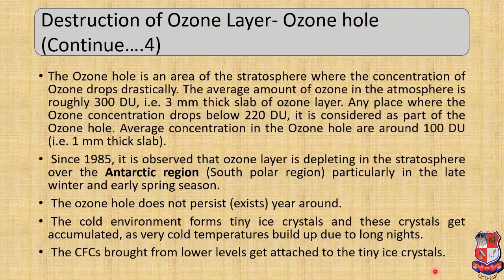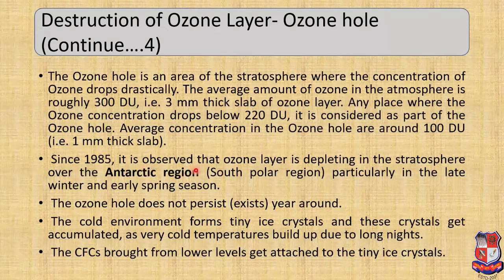Now moving forward in the destruction of ozone layer topic, the next part is the ozone hole. The ozone hole is an area of the stratosphere where the concentration of ozone drops drastically. The average amount of ozone in the atmosphere is roughly 300 DU, that is a 3 mm thick slab of ozone layer. Any place where the ozone concentration drops below 220 DU, that is Dobson units, is considered part of the ozone hole. Average concentration in the ozone hole is around 100 DU.